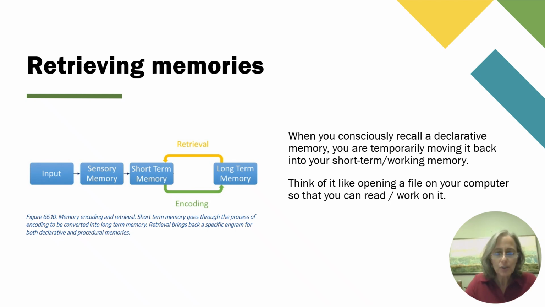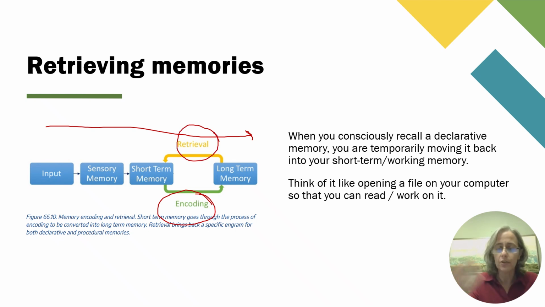So let's just remember here is our little infographic of that process of forming memories, right? Moving short-term memory into long-term memory is called encoding. And then taking that information out of our long-term memory by opening up that file and bringing it into our conscious awareness, our short-term memory, is retrieval. So think of it like opening files that are stored on your computer.